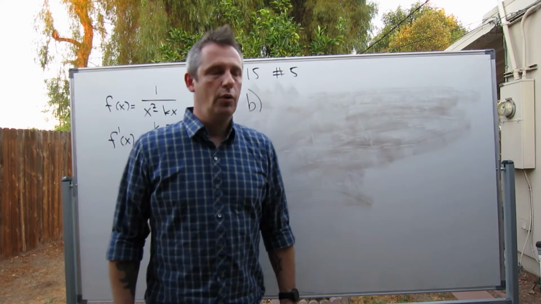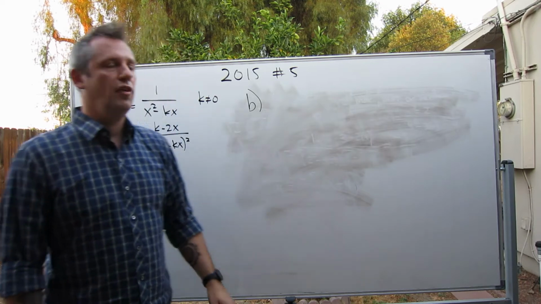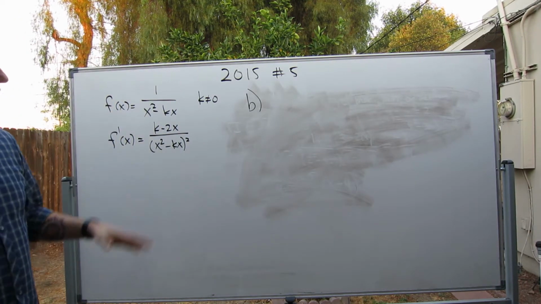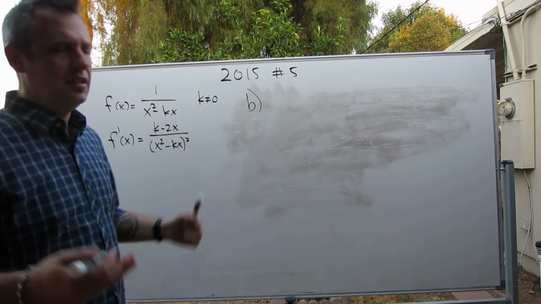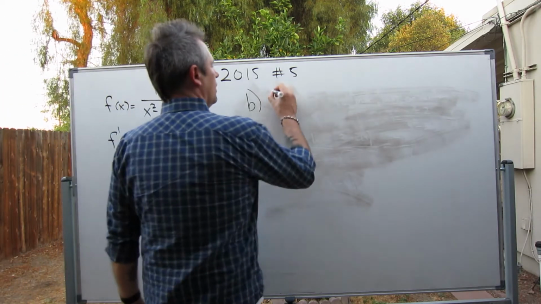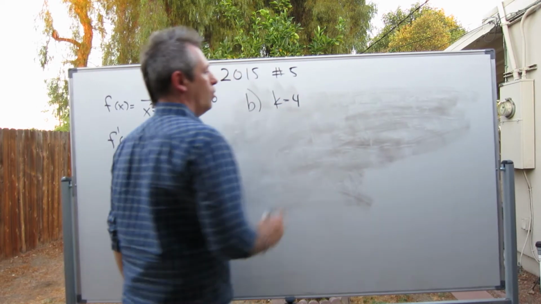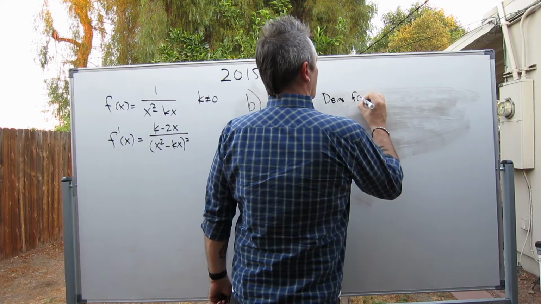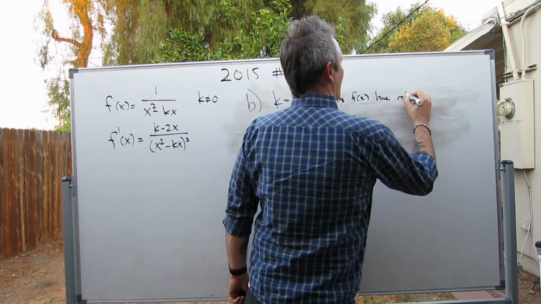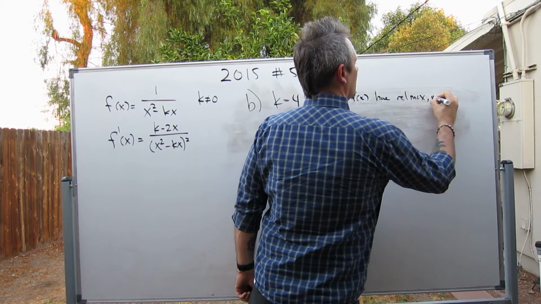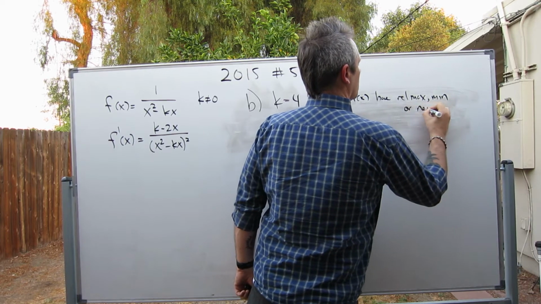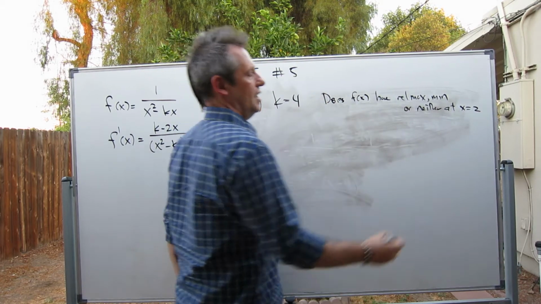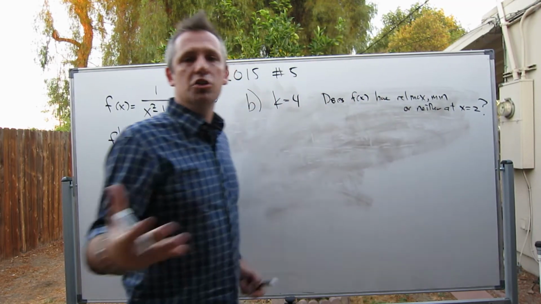Okay, so here we are back with 2015 number 5. We're on part B. We're dealing with this function, f of x equals 1 over x squared minus kx, where we're told that k is some constant, and in each of the problems we're changing what k is. In part B, we're going to let k equal 4, and the question is, does f have a relative max, min, or neither at x equals 2? We need to answer and justify our answer.